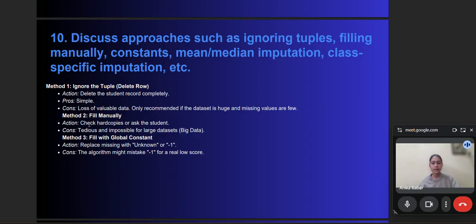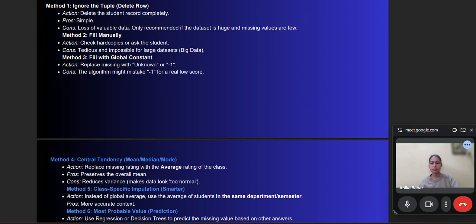Method 2 is fill manually. The action we take is check hard copies or ask the student. The con is that it is tedious and impossible for large data sets, which is big data. Next, method 3 is fill with global constant. The action we take is replace missing with unknown or -1. The con is the algorithm might mistake -1 for a real low score.